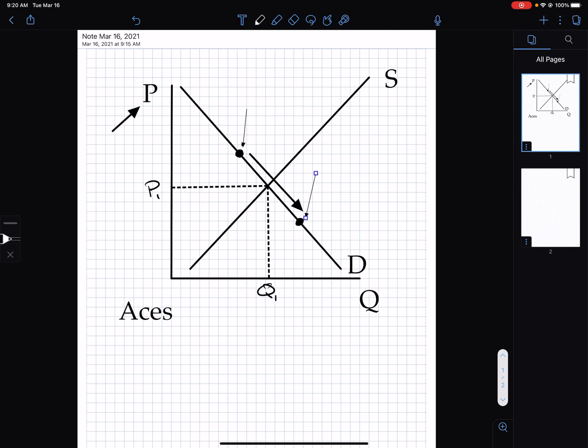I've taken care of my axes, my curves, my equilibrium. No shift to worry about here, but there will be some others, so you'll have to explain that in your narrative. But I did explain that movement that was illustrated between 2 points on the demand curve. That's everything I would need to do to get full credit on this graph.